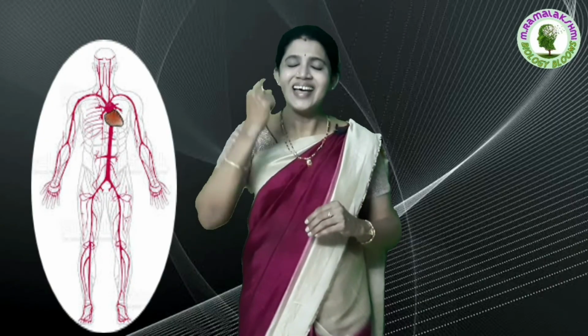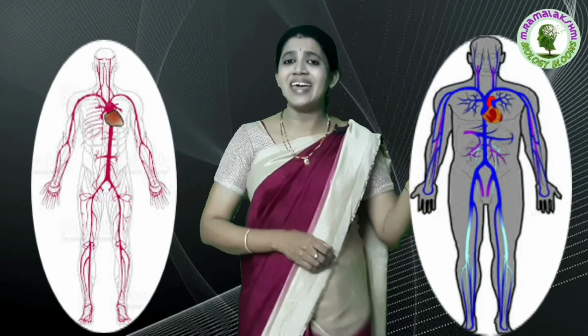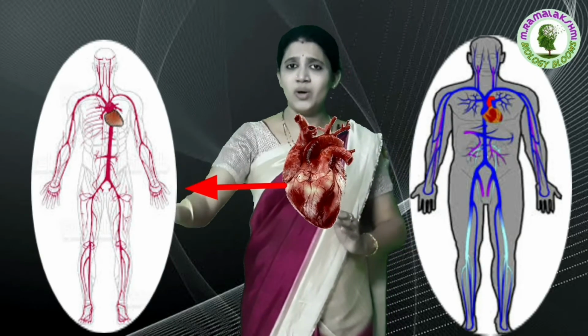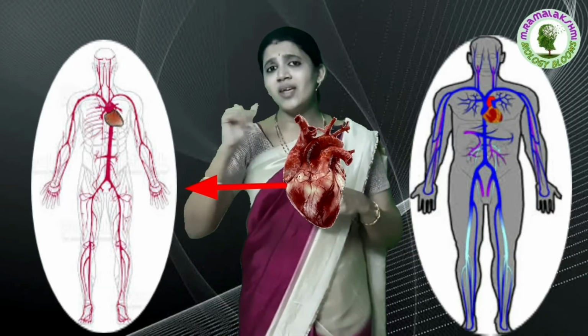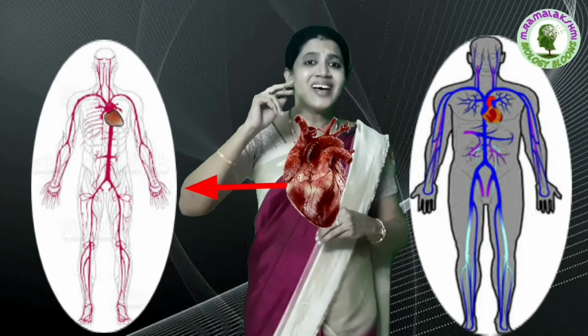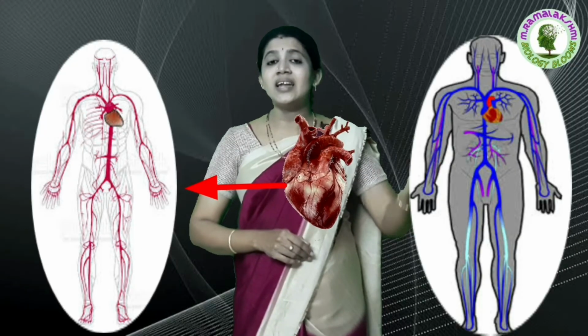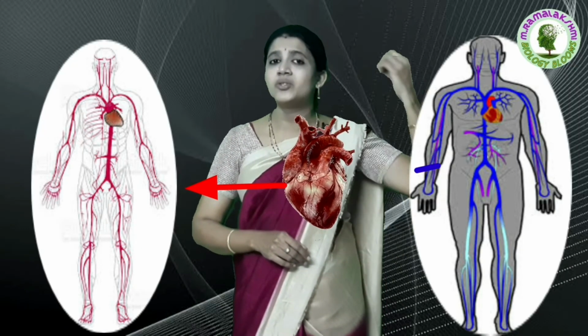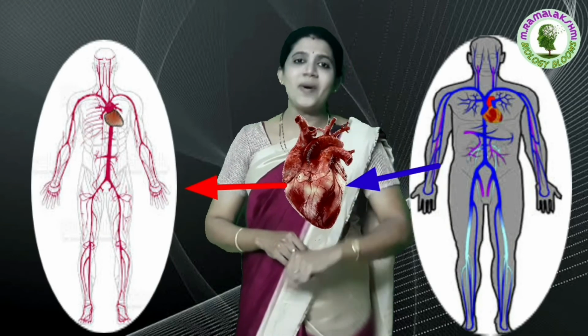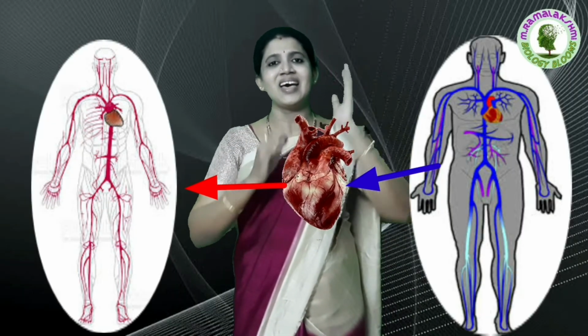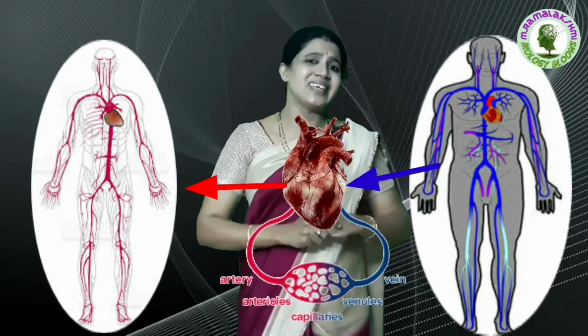Again I want to recapitulate. Which blood do the arteries bring? Oxygenated blood. And what about the veins? They carry deoxygenated blood. The arteries take oxygenated blood from the heart to the body parts, except the pulmonary artery, which takes deoxygenated blood from the heart to the lungs. The veins collect deoxygenated blood from the body parts and give it to the heart, except the pulmonary vein, which collects oxygenated blood from the lungs and gives it to the heart. And the capillary is the site of exchange of materials.